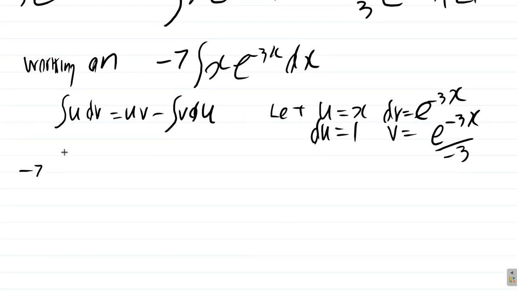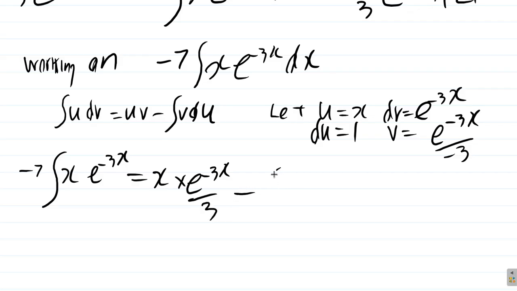So therefore negative 7 times the integral of x, which in this case is u, e to negative 3x, which is dv, equals u times v, so it's x times e to negative 3x over negative 3, minus the integral of v, which is e to negative 3x over negative 3, du, what du is 1. So you're integrating this dx. You're following?